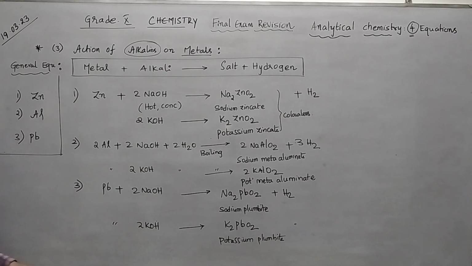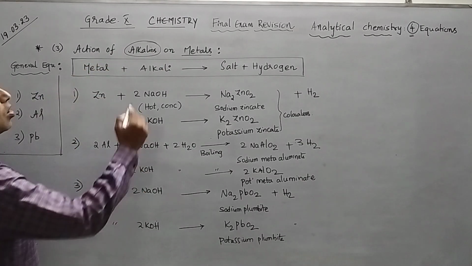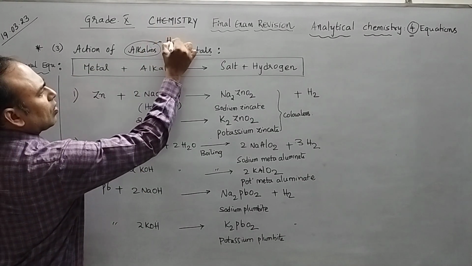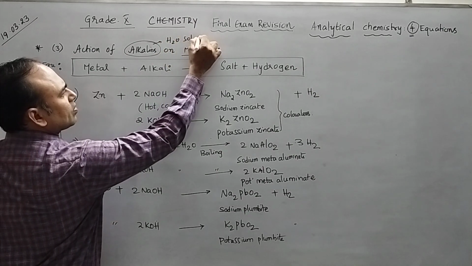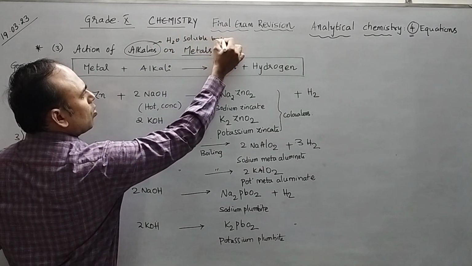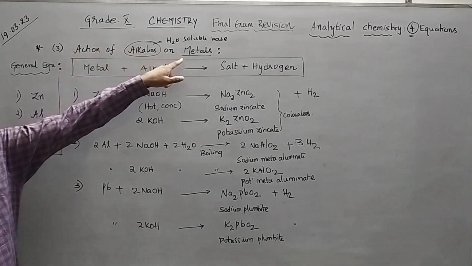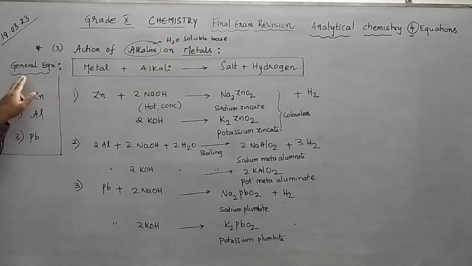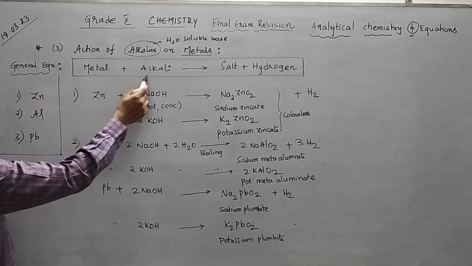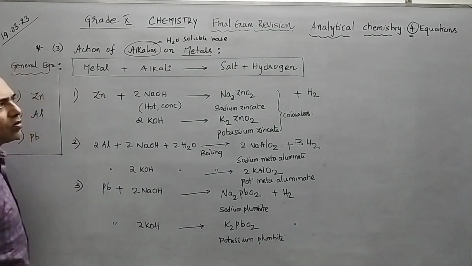Now equation 3 is action of alkalis. What are alkalis? Water soluble bases are called alkalis. Example, NaOH and KOH you can take. So if you take alkalis on metals, what will be the product? So we can write the general equation: metal plus alkali gives salt plus hydrogen.